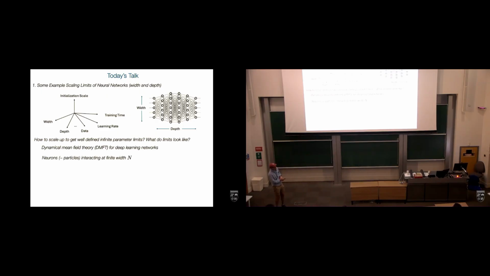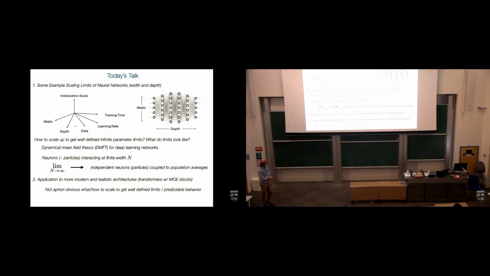But roughly the idea is something like the following. The neurons in the hidden layer of the network, you can think about them as an interacting particle system at finite N. But as N goes to infinity, they interact weakly, and their dynamics are only coupled to population averages. So the empirical measures over the neurons are all that each neuron feels. And so what we want to do is go from standard vanilla MLPs up to maybe transformers with MOE blocks by the end of the talk.